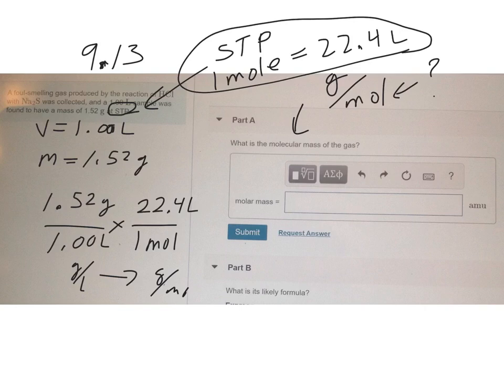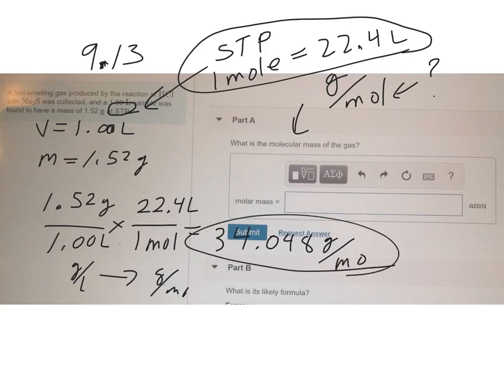So I punch that into my calculator: 1.52 times 22.4, and that gives me 34.048 grams per mole. And that's the only part of the problem I really care about. Oh, by the way, 3 sig figs right there, so we need to have 3 sig figs right here. So 34.05 grams per mole. And they want the molar mass.